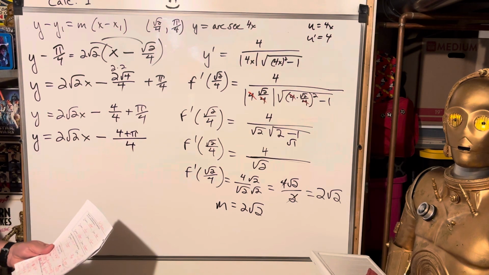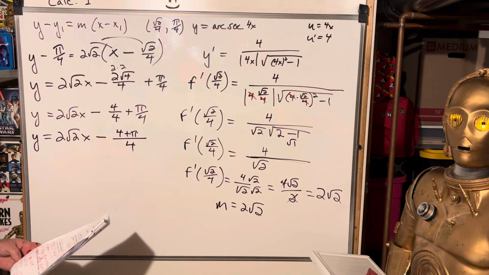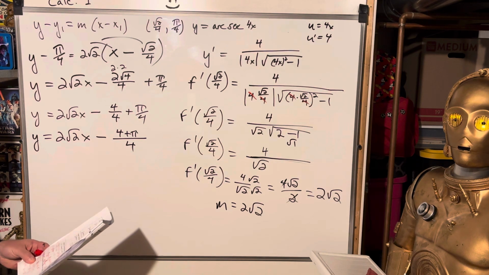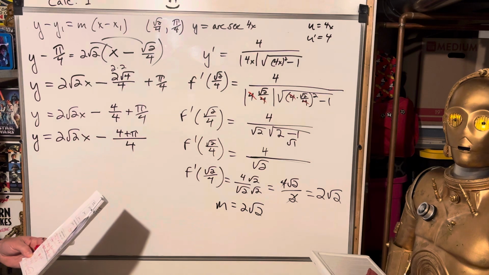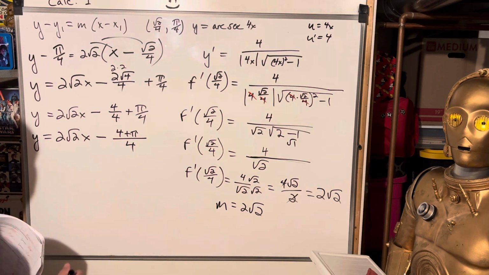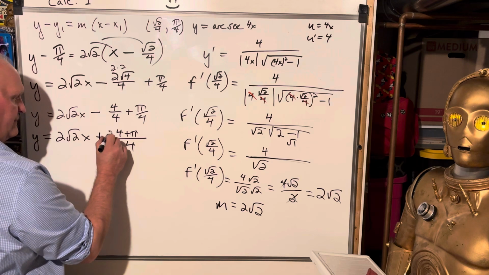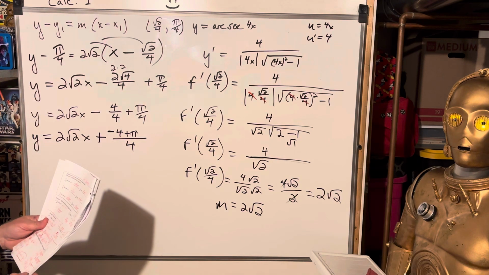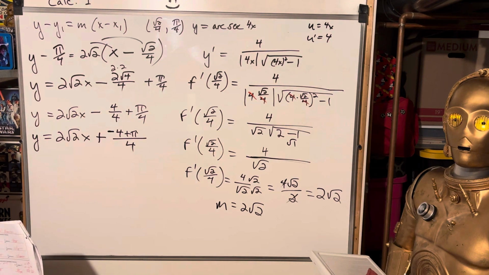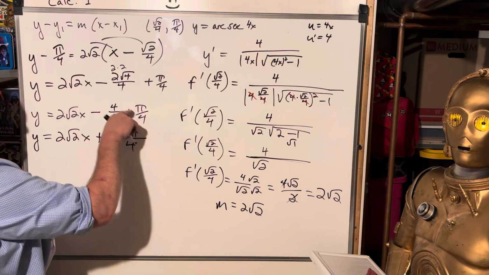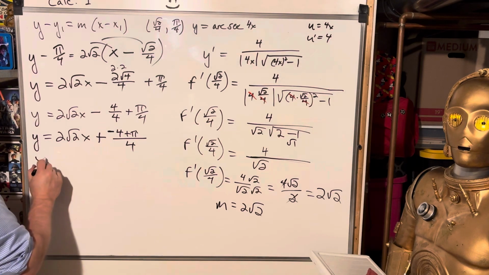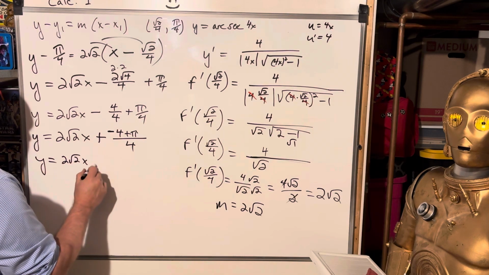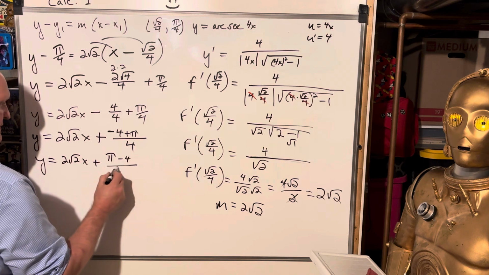Isn't that lovely? Alrighty doity. Oh, wait. But that negative was only on the 4. There we go. Because this is positive. So the negative's only on the 4. So make that a plus and not a minus. Or if you want to make it a little neater, we could call it pi minus 4 over 4. There we go.